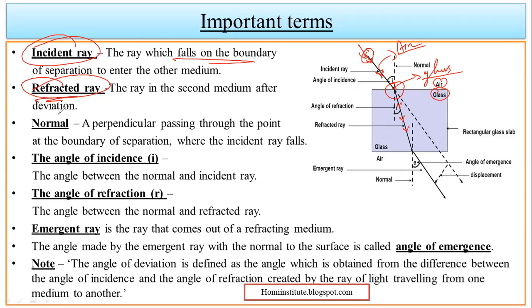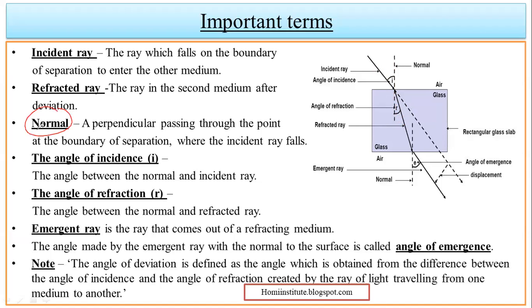Okay. Next is the normal. So normal is a perpendicular line which we use to draw to separate out the position of the incident ray and the refracted ray, so that we can distinguish them from each other, as well as identify where the light ray is going to bend and from where the angle is going to form. That is also very important for us. Now, this is an imaginary line. So the normal is not an actual light ray. It is just an imaginary or perpendicular line drawn on the surface just to separate out the incident ray and the refracted ray.